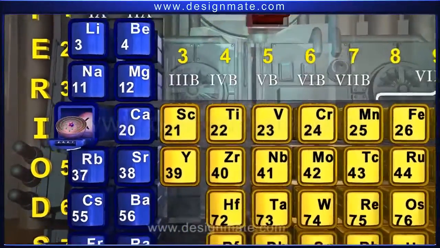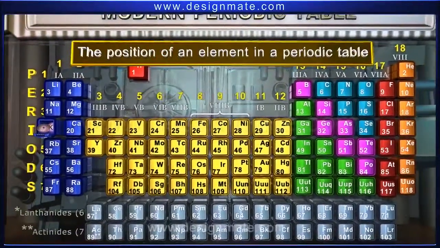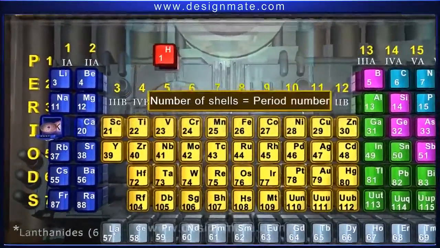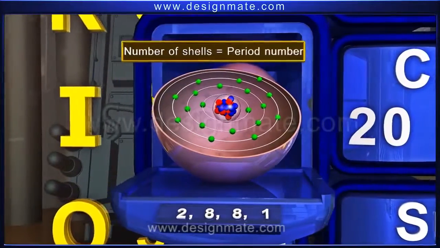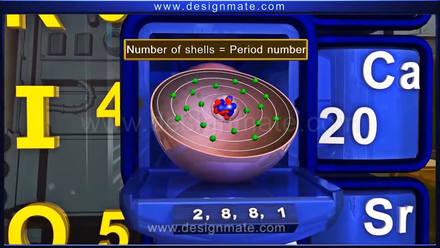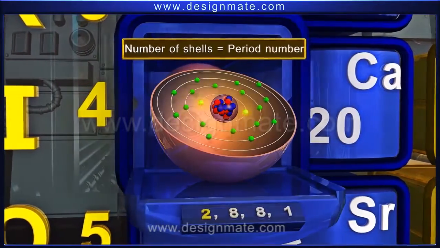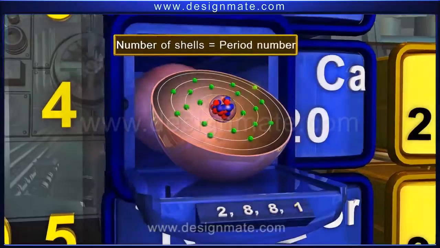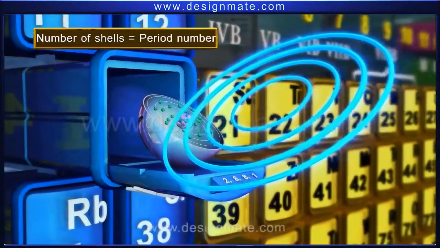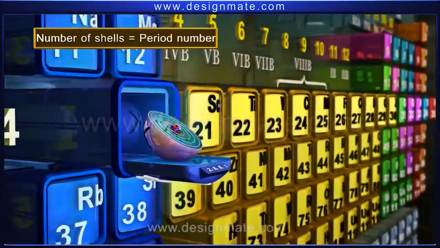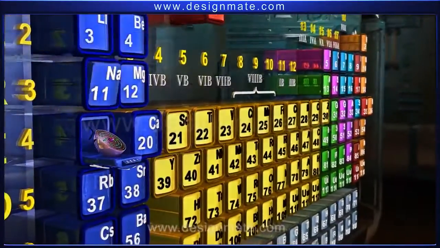The electronic configuration of an element also helps us to decide the position of an element in the periodic table. The number of orbits or shells denote the period to which that element belongs. Let's continue with the same example of potassium. Its electronic configuration is 2, 8, 8, 1. This means there are 4 shells in an atom of potassium, and therefore it belongs to the 4th period of the modern periodic table.